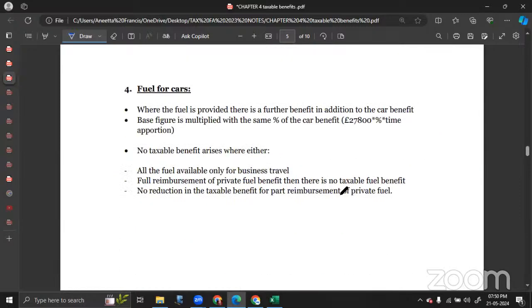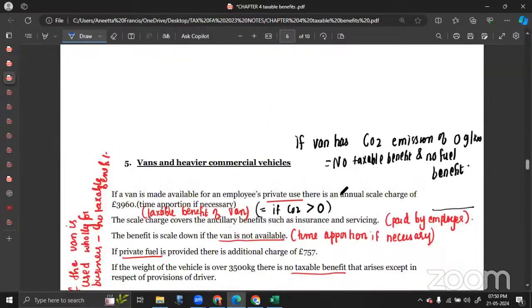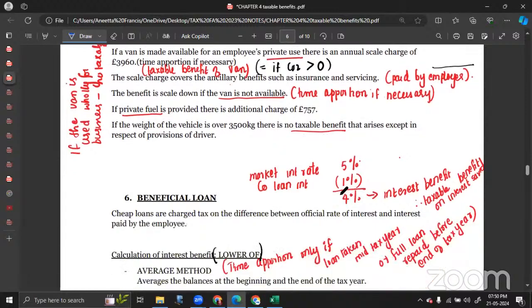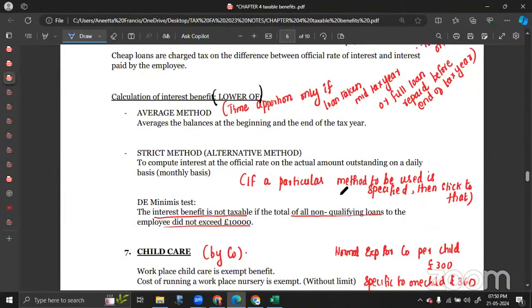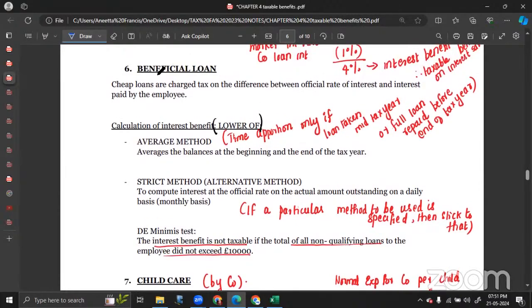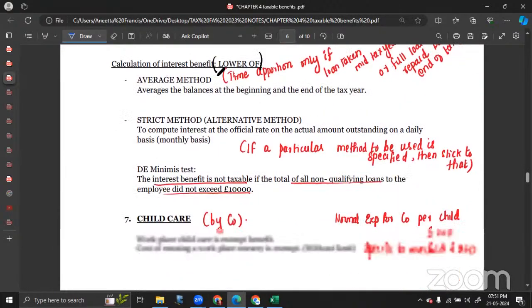Fuel benefit, this will be directly given in your examination tax and allowances table. Beneficial loan, very commonly seen for section C. The two methods, it is lower of average method and strict method, which I'll explain to you with the example. Just keep one thing in mind. If your loan amount is less than 10,000, you don't have to calculate a beneficial loan taxable amount.